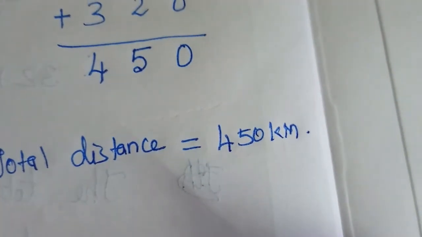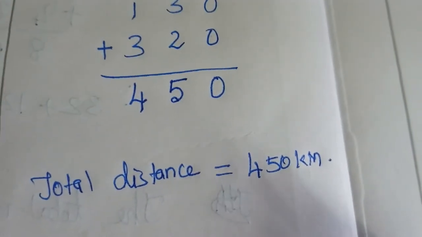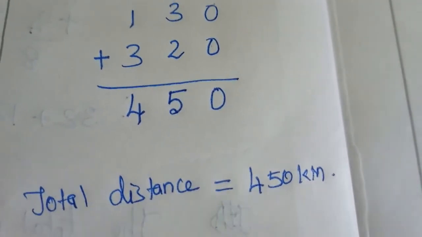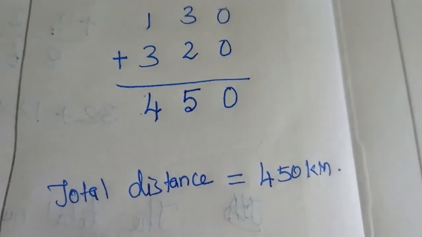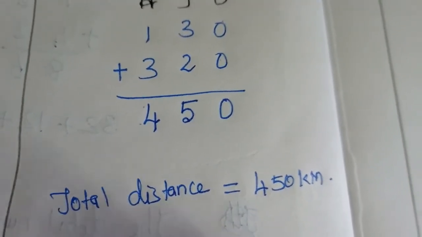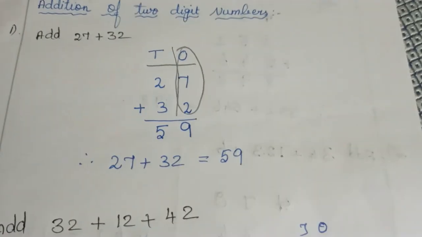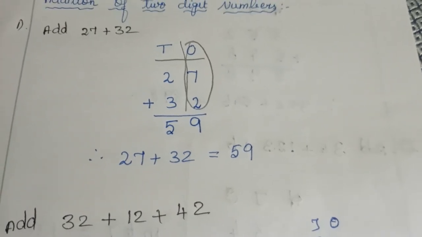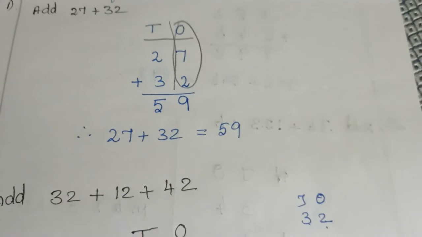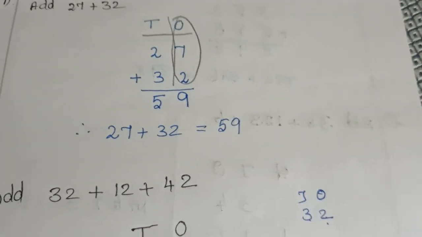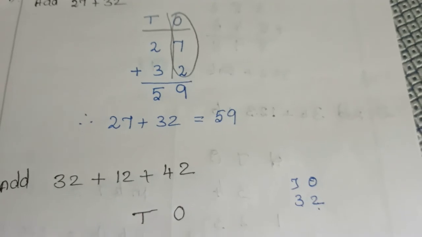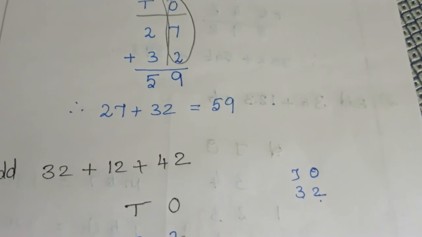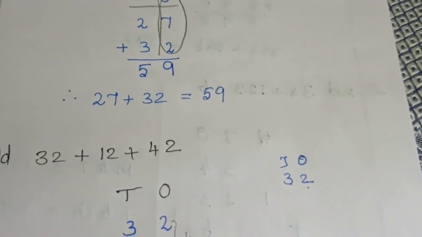Okay children, in today's class we learnt the addition of 2-digit numbers and 3-digit numbers without regrouping. The 2-digit numbers have two values, that is ones and tens. First add the ones place value, then add the tens place value and find the total. And also we learnt the word problem related to 2-digit numbers and 3-digit numbers.